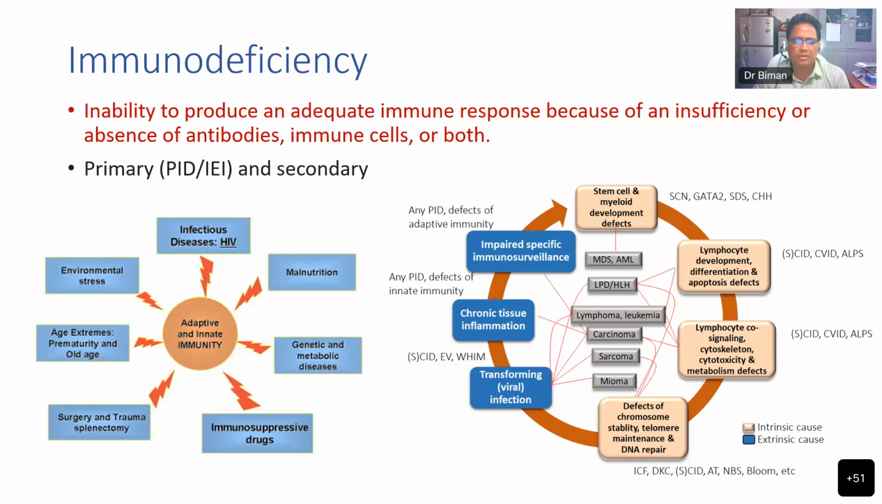In clinical practice, you handle more secondary immunodeficiencies than primary, and primary is supposedly rare. There are a host of causes for secondary immunodeficiencies, and we are familiar with them: infections, malnutrition, immunosuppressive drugs, and extremes of age, both prematurity and old age. There is also some overlap between primary and secondary, because even in primary immunodeficiency there are factors like impaired specific immunosurveillance, chronic tissue inflammation and transforming viral infections, which are extrinsic causes but also contribute to the primary immunodeficiency.